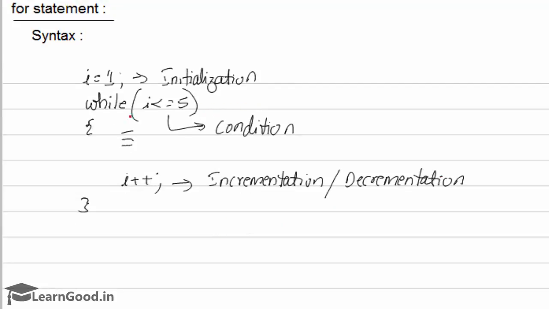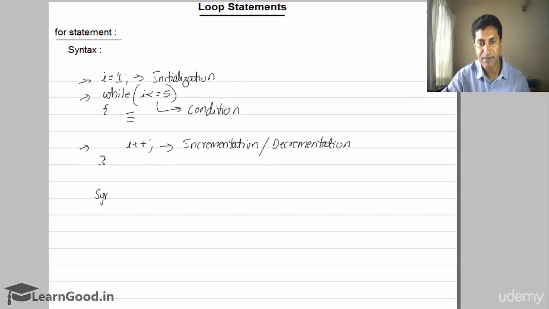Now, with while and do while, all these three have been given in three separate lines. With the for statement, you club all these three things, because every loop will have these three things. All three are clubbed into a single line in the case of for. The syntax of for is: you have for in lowercase, and there are three things here: expression 1 semicolon, expression 2 semicolon, and expression 3.